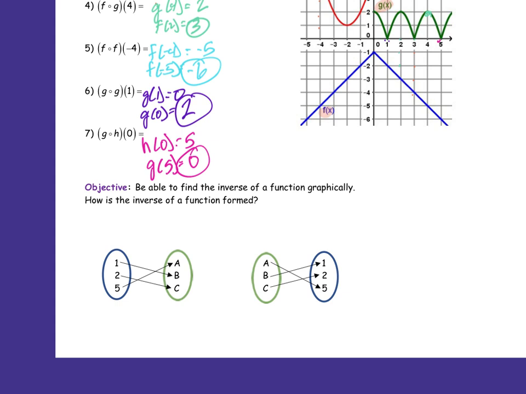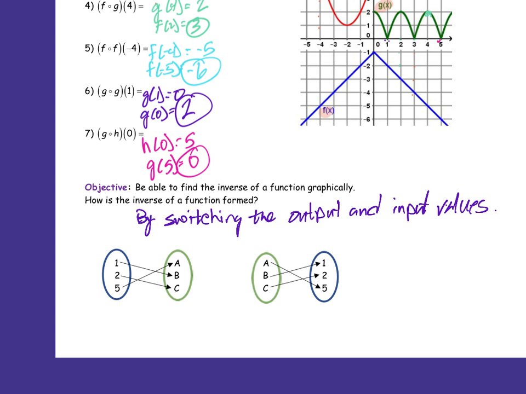So our objective for this section is to be able to find the inverse of a function graphically. And so first we need to know, how is the inverse of a function formed? Pretty easy. It's by switching the input, oh wow, by switching the output and input values.